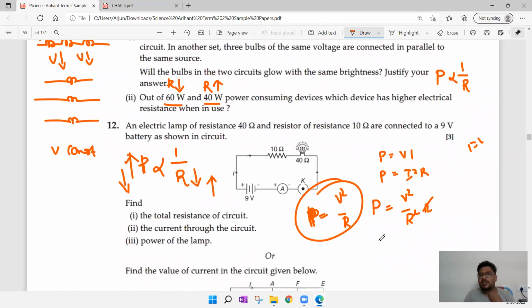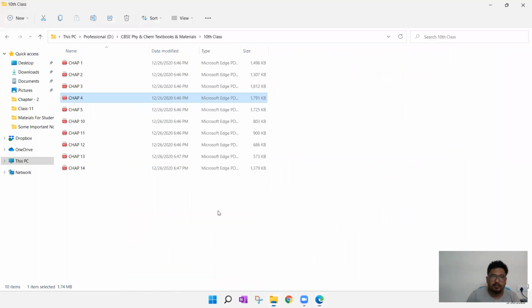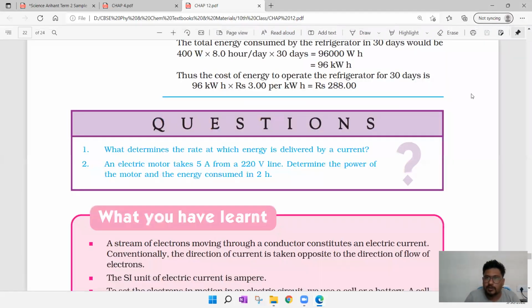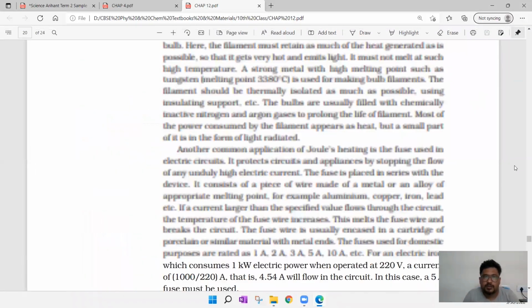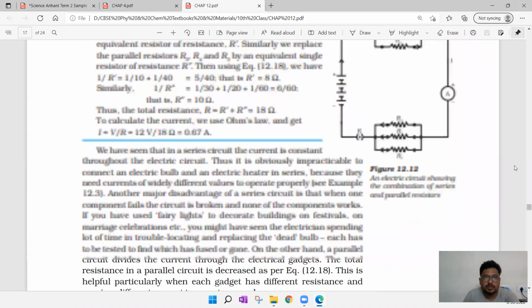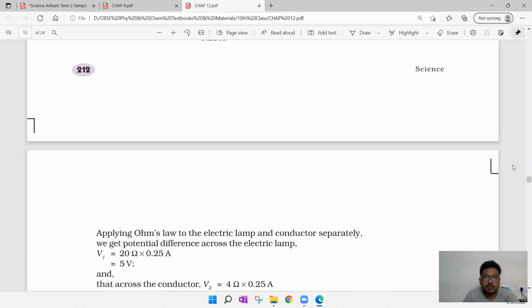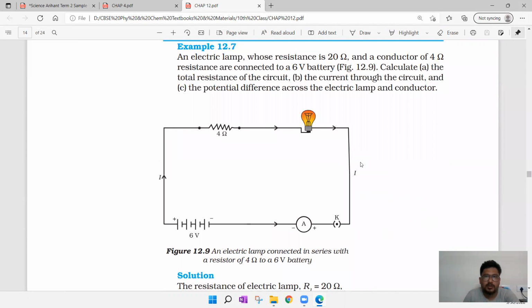Next, 12th one. This is also a very direct question from the textbook. It is example 12.7 or 12.8 something, I guess, in your chapter electricity. Okay. We have already discussed this question, which is uploaded in a video also. I'll show the question. This is the question they are talking about.